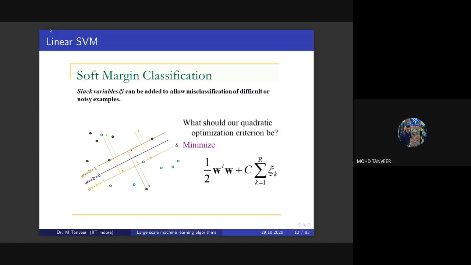So here C is nothing but a parameter to control the overfitting issues, and xi are the slack variables. This is a very simple formulation. Almost all the people doing basic machine learning are using it as a toolbox. Here I'm trying to discuss the foundation basics of this toolbox, because this is one of the well-known tools of machine learning for classification, for regression, for clustering, for multi-class classification.